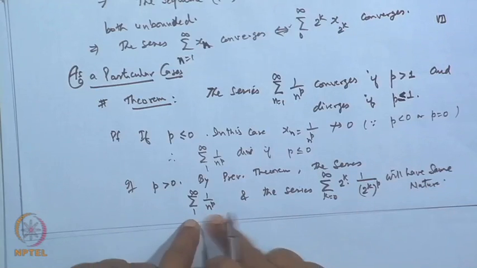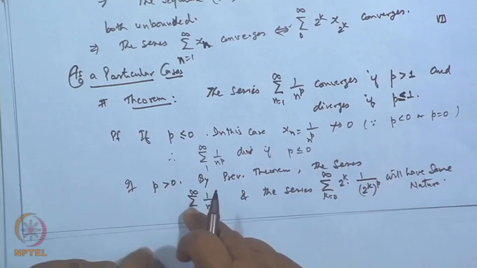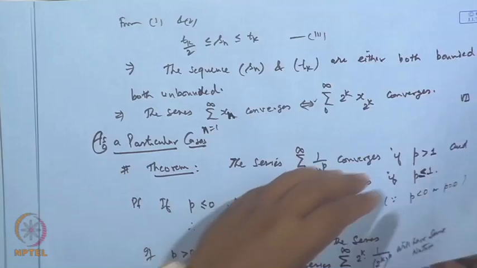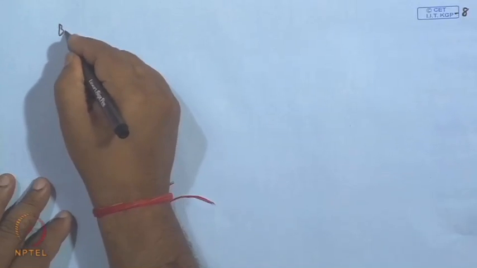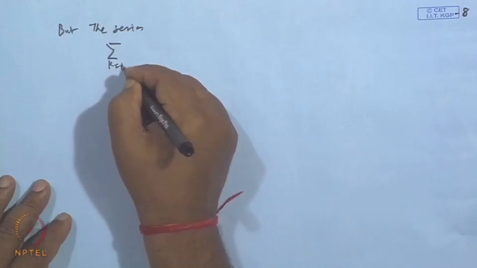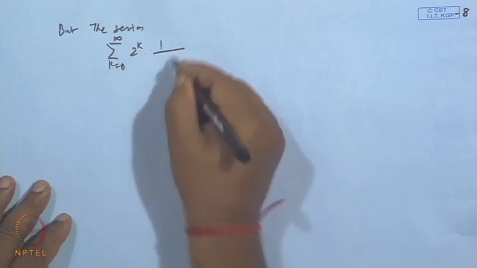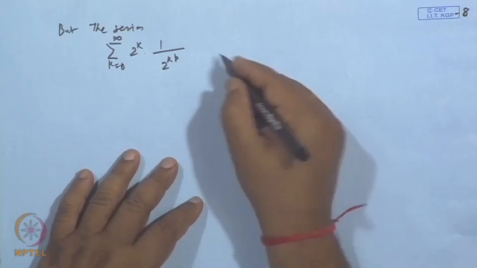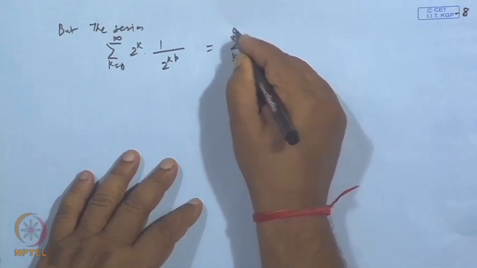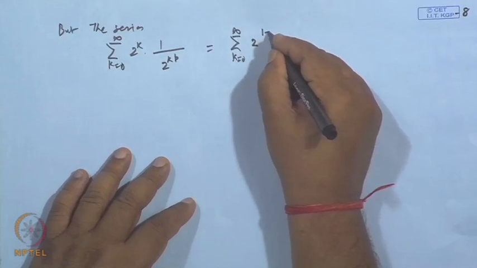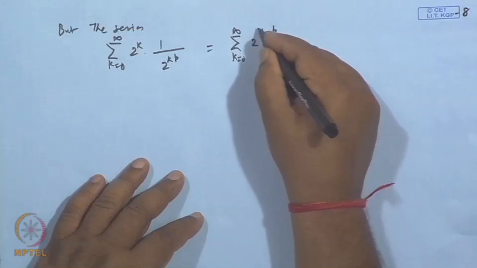That is, if this is convergent, the other has to be convergent, and vice versa. If this is convergent, this, and similarly the divergent part, will have the same nature. But what is this series? The series sigma k equals 0 to infinity 2 to the power k times 1 by 2 to the power k to the power p. This is nothing but equivalent to sigma k equal to 0 to infinity 2 to the power (1 minus p) into k.